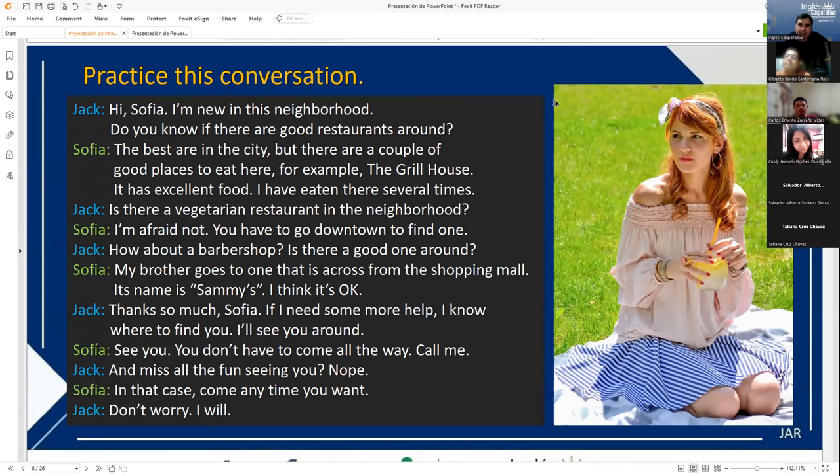Mm-hmm. Okay. Practice this conversation. Hi, Sofia. I'm new in this neighborhood. Do you know if there are good restaurants around? The best are in the city, but there are a couple of good places to eat here. For example, the Grill House. It has excellent food. I have eaten there several times. Is there a vegetarian restaurant in the neighborhood? I'm afraid not. You have to go downtown to find one. How about a barbershop? Is there a good one around? My brother goes to that one that is across from the shopping mall. Its name is Sammy's. I think it's okay. Thanks so much, Sophia. If I need some more help, I know where to find you. I'll see you around. See you.